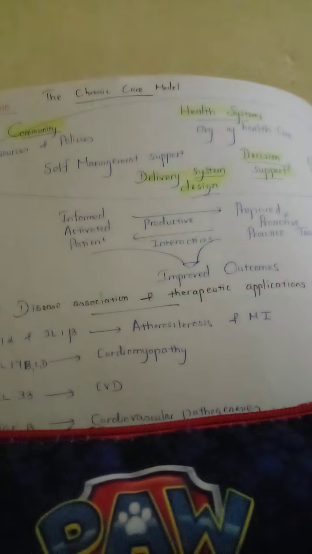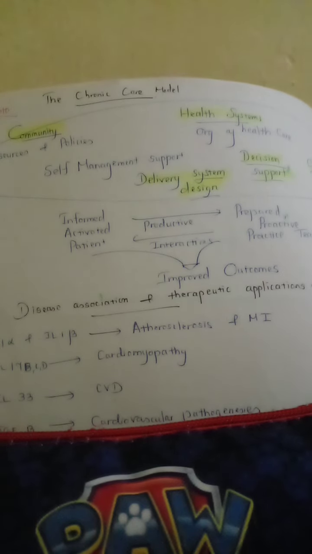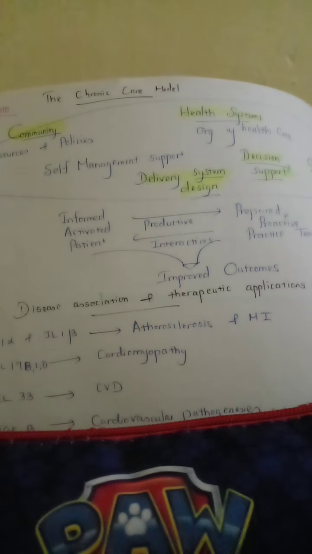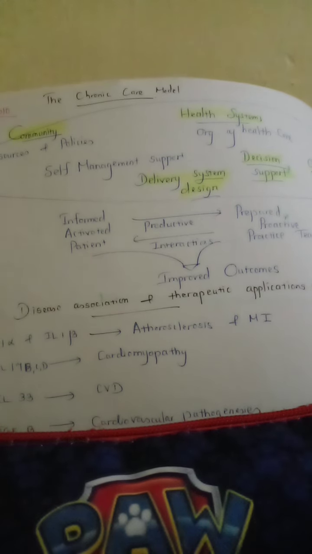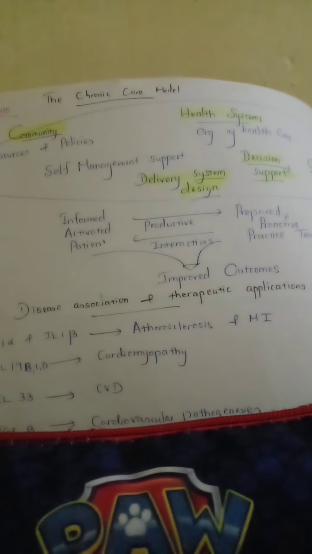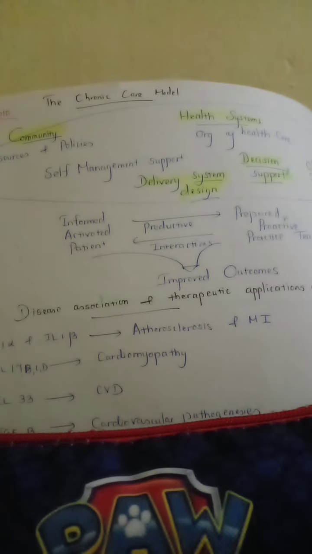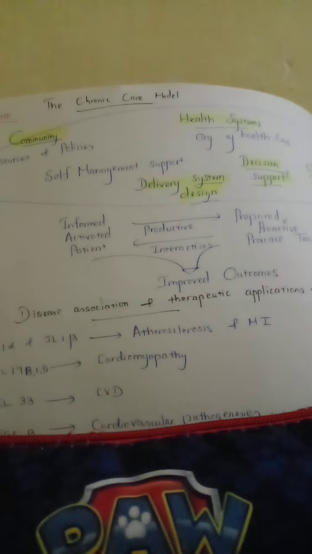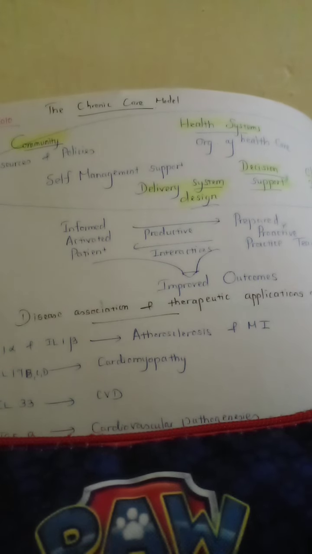Maybe the route of administration has to be correctly done, the dosage regime has to be followed, and even certain self management support should be made available to the patient so that their psychological, social factors are also well supportive to receive the healthcare. So, having this model in practice, the patient can be an informed, activated patient, and there can be a prepared, proactive team who will help these patients to interact with these patients and obtain an improved outcome of their particular disease condition.